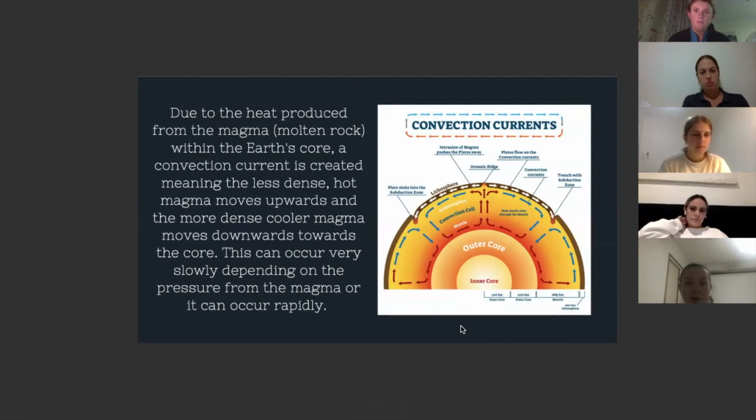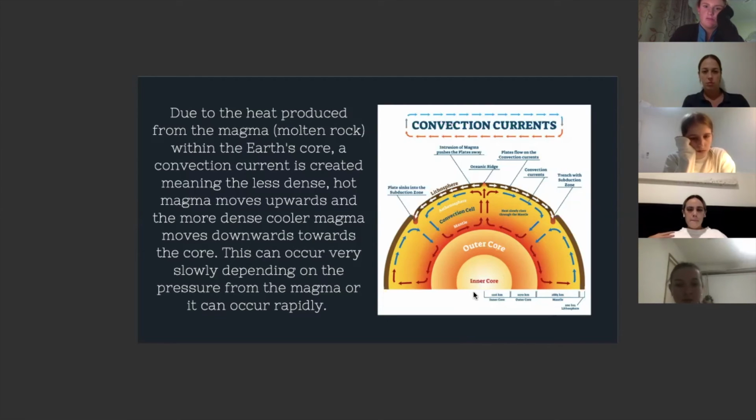Okay, cool. So as Monet said, the convection current is what creates the movement of the tectonic plates. Due to the heat produced from the magma, which is molten rock within the Earth's core, a convection current is created, which means the less dense hot magma moves upwards and the more dense cooler magma moves downwards towards the core. It can occur very slowly or rapidly, depending on the pressure from the magma underneath. And there's a diagram there to show how it moves around.